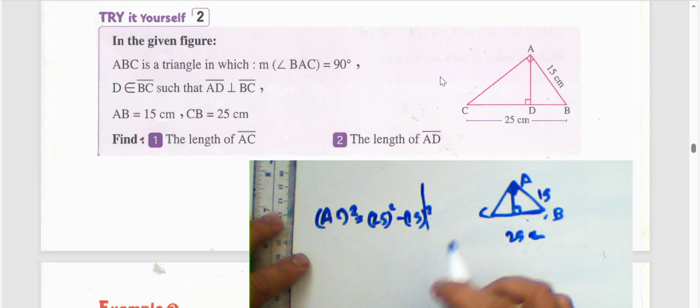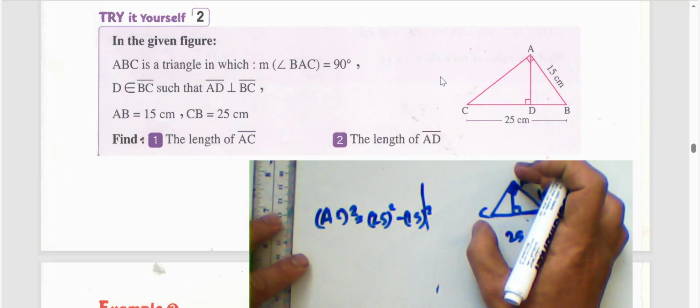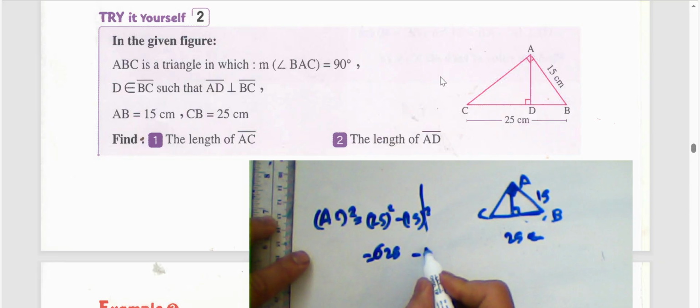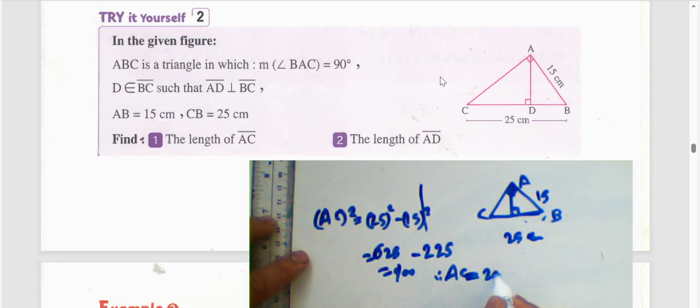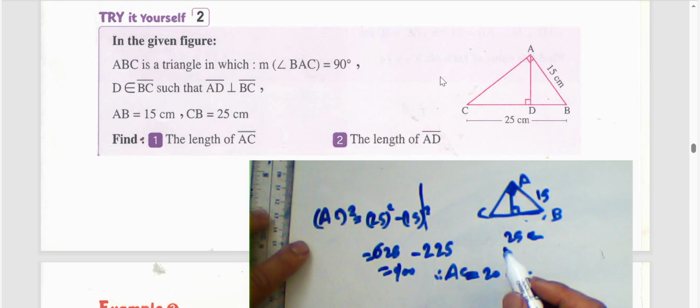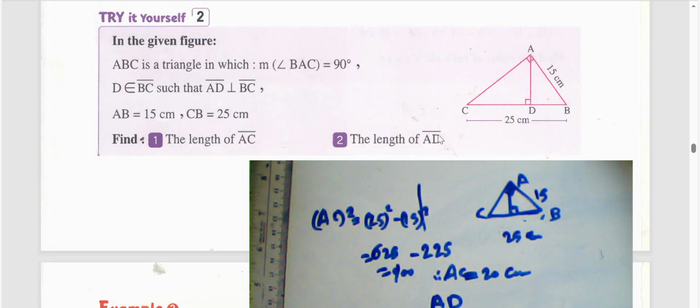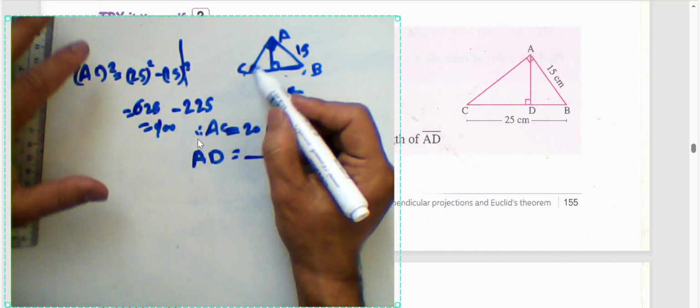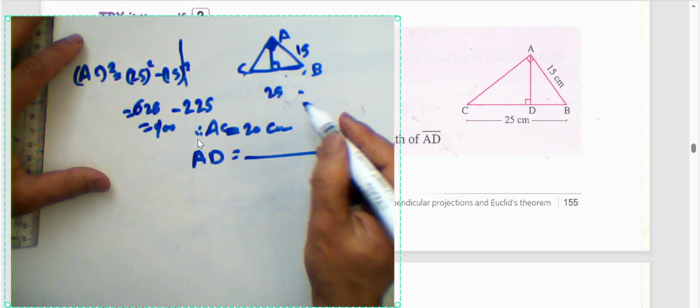Once we have a right angle triangle, then EC power 2 equals 25 power 2, 625, subtracted by 15 power 2, 225. The difference between them equals 400. Then EC equals square root of 400 equals 20 centimeters. Then he wants to find the length of ED. We can find the length of ED by the product of EC by ED divided by 25.